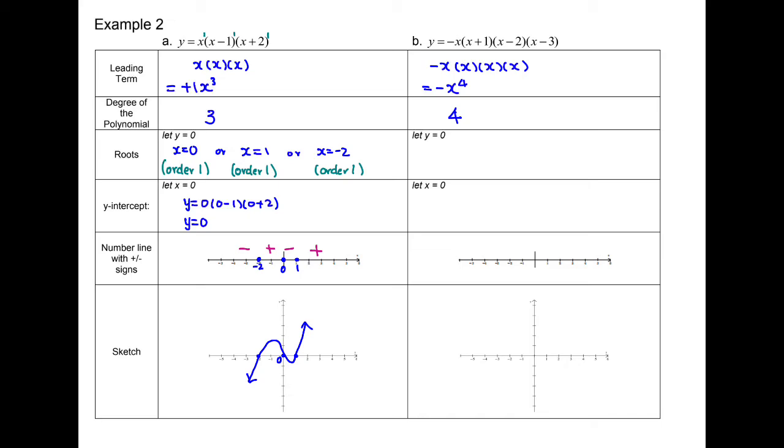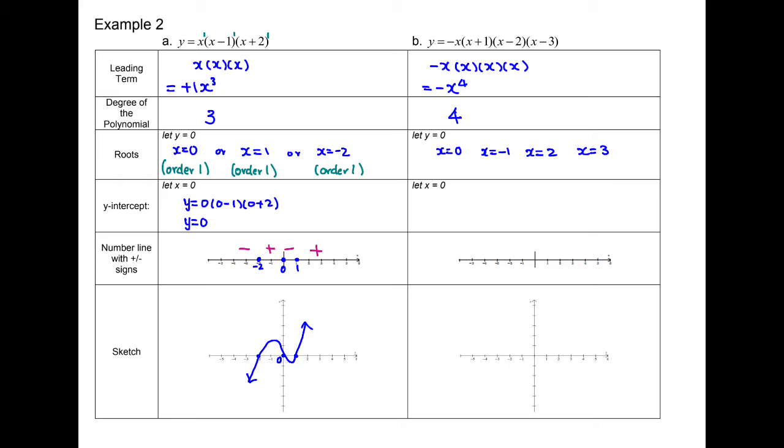Next, we're going to let y equal to 0 to find the roots. So we will get negative x equal to 0 means x equals 0. x plus 1 equal to 0 means x could be negative 1. x minus 2 equal to 0 means x could be 2. And x minus 3 equal to 0 means x equals 3.